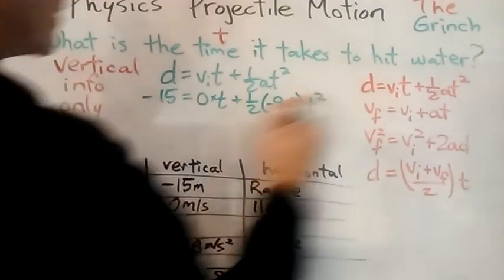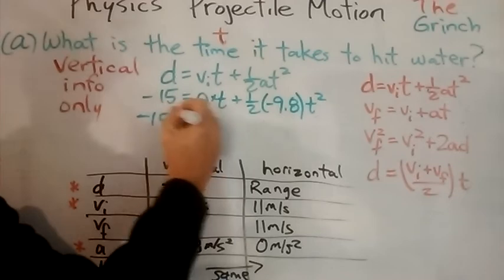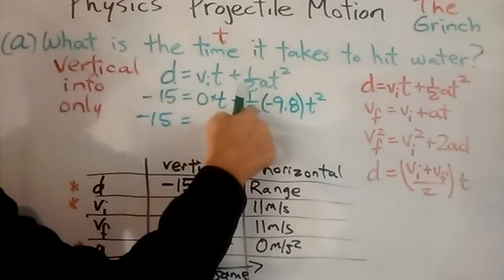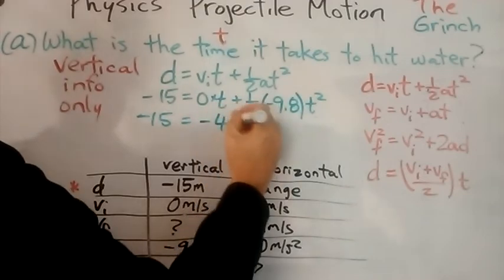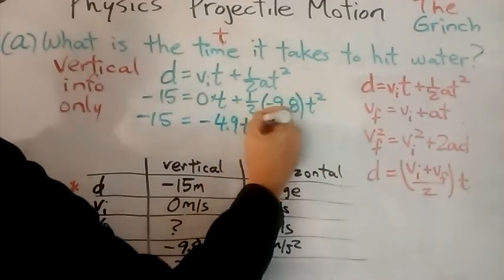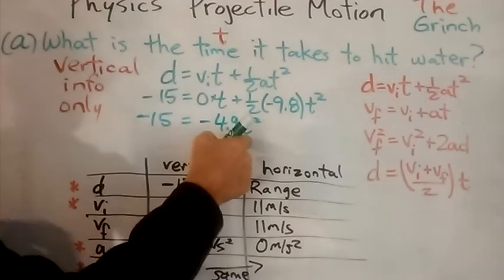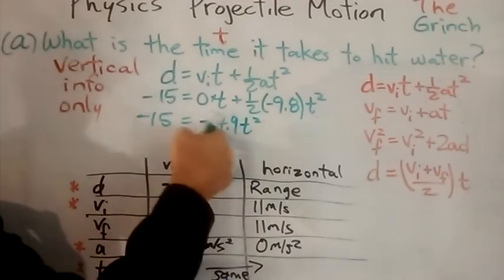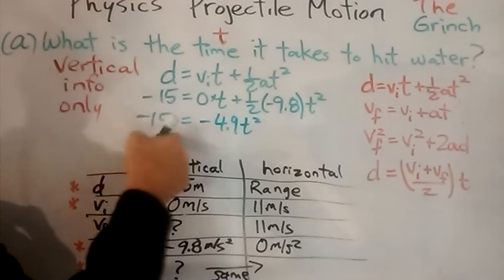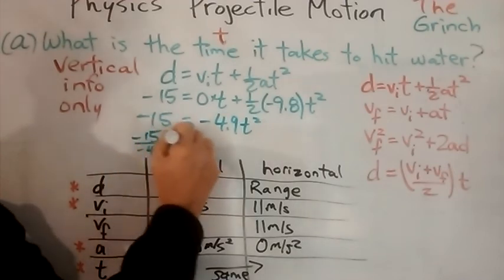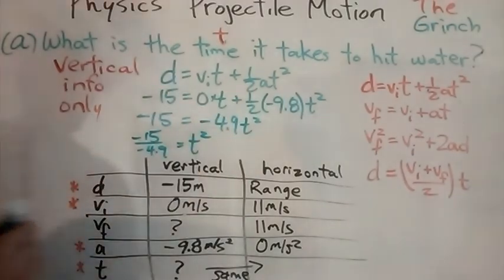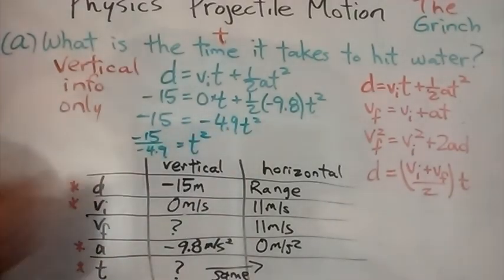times t squared. So just to clean it up, this whole thing is 0. This is just half times 9.8, so it's minus 4.9 times t squared. I don't want t squared, I just want t. So I've got to divide this side by minus 4.9, so I'll do the same thing here. So minus 15 over minus 4.9 is equal to t squared. If you do that, minus 15 divided by 4.9, it's about 3-ish, and then you have to root it. So make sure you root it.